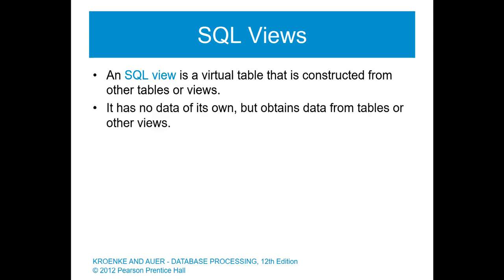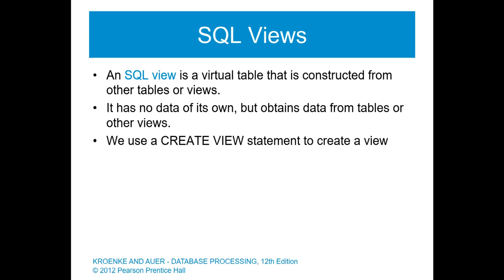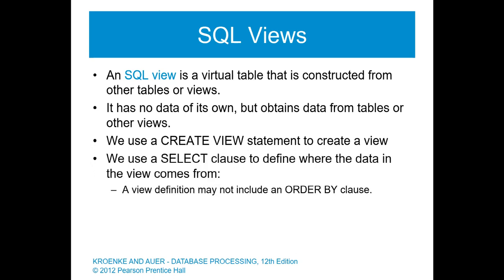So a view has no data of its own, but obtains data from either tables or other views. I can layer as many views as I want. I have view and view from view from view from view from view. Eventually, I've got connected to a table, or there's no data. And if there's no data, it's not very interesting. So we're going to use a create view statement to create a view, and we're going to use a select clause to define where the data in the view comes from. Could be from another view, could be a table. Ultimately, it has to come from a table or there's no data.